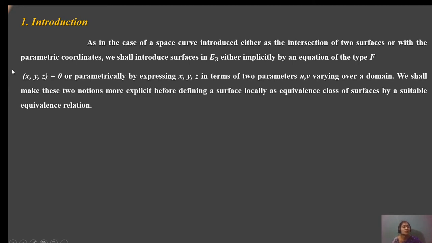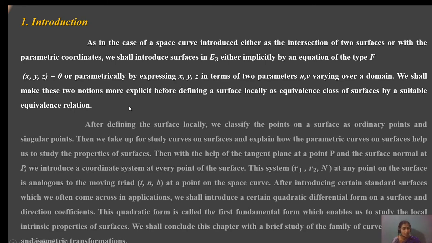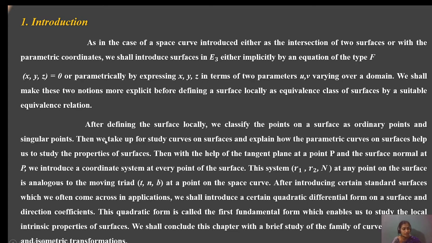If we are given a parametric form, the coordinates are generated as F(x, y, z) = 0, or parametrically by expressing x, y, z in terms of two parameters u and v varying in the domain. We shall make these two notations, x, y, z and u, v. This is suitable for the equivalence relation that is given to the surface locally.